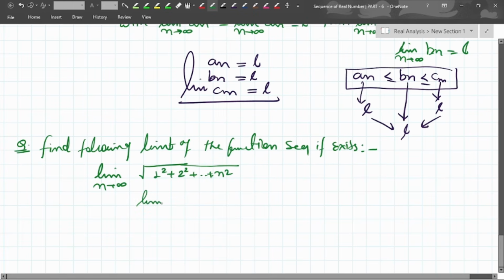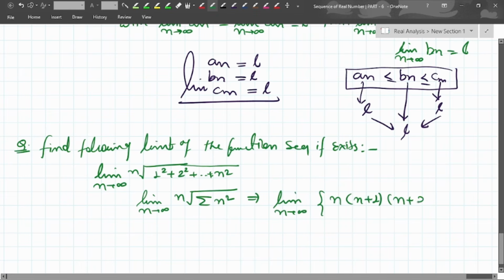So now we have the limit as n tends to infinity of the nth power, then it is nothing but the summation of n square. And what is the summation of squares? That is nothing but simple. I will write the limit as n tends to infinity of n into n plus 1 into 2n plus 1, the sum of squares formula, divided by 6, all to the power 1 by n.